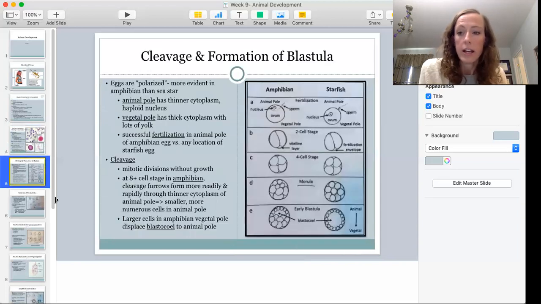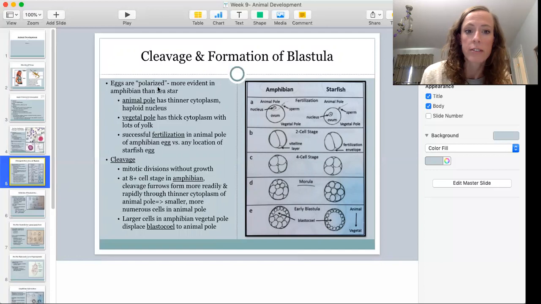All right. So on our next slide, we're going to look at the formation of the blastula in a little bit more detail. As I mentioned, we have a polarity that's characterized more visibly in our amphibian. Okay, so if you look at the picture, the progression of amphibian development is in the left column, and the progression of the sea star or the starfish development is in the right column. But these are the different stages that you'll see in each.